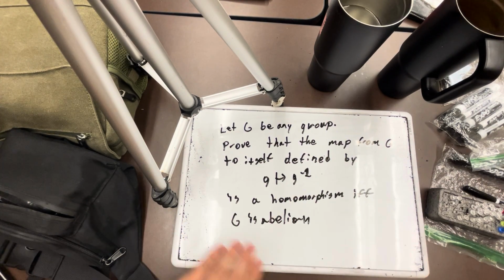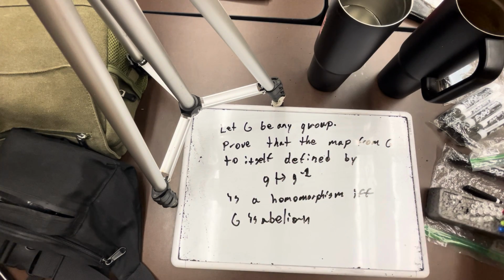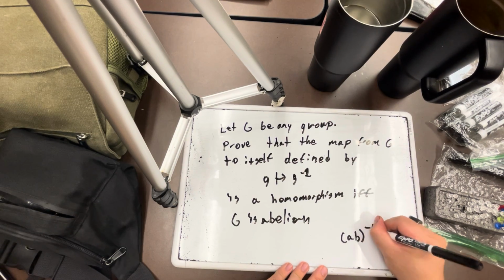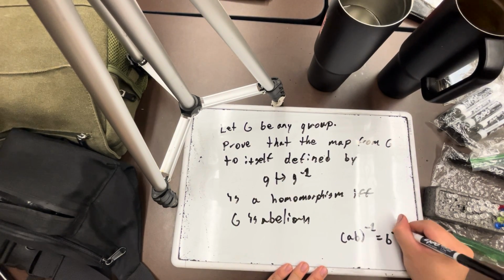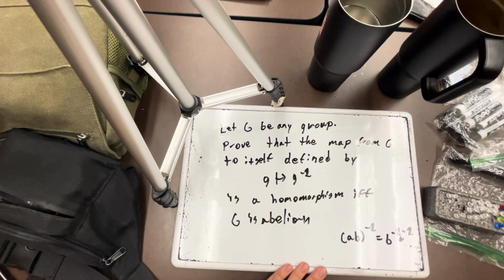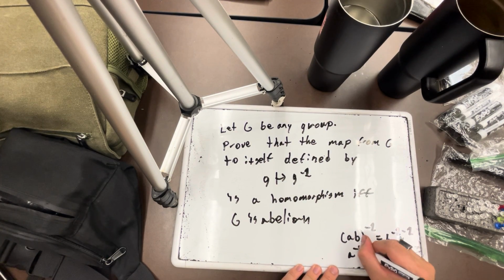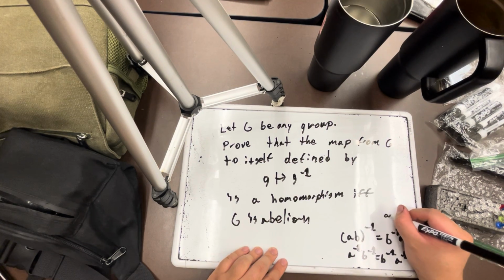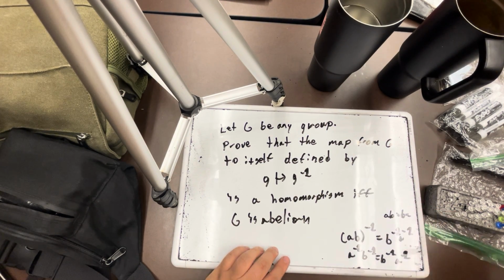Okay, now let's go on here. Well, let's think about this intuitively. The inversion map reverses multiplication. So (AB)^-1 is equal to B^-1 times A^-1, right? So it will be a homomorphism exactly when reversing order does nothing. That is when A^-1 times B^-1 is equal to B^-1 times A^-1 for all A, B. Equivalently, of course, AB is equal to BA, right? So that's what we want.